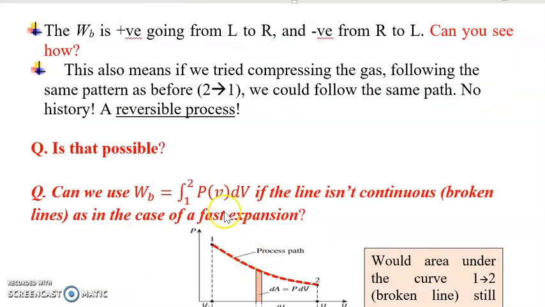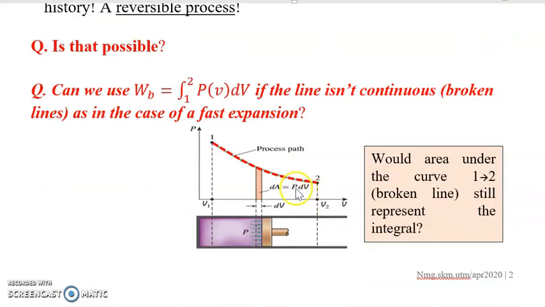Now, can we use the WB integral if the line isn't continuous? That means it's a broken line, as indicated here, as in the case of a fast expansion, where you have withdrawn the piston suddenly. So would the area under the curve 1 to 2 still represent the integral?